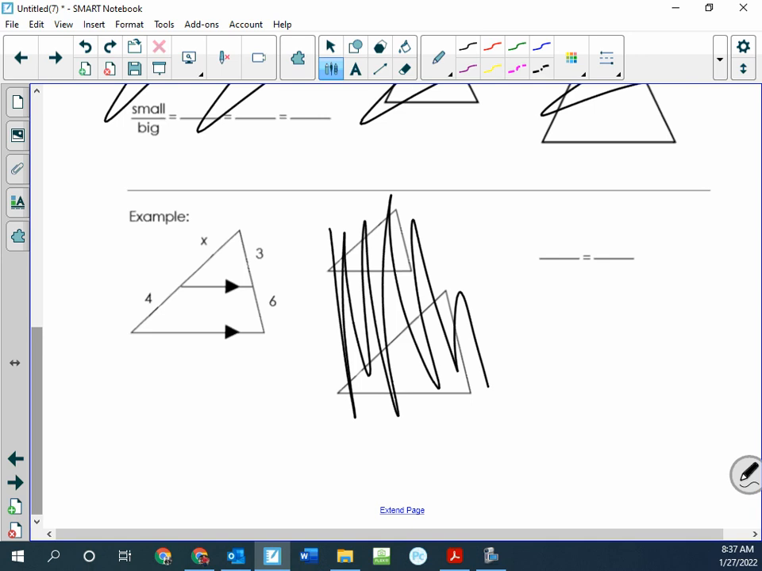So first of all, we have a triangle inside of another triangle. Are the lines parallel? Yes. Okay. When the lines are parallel, we can say that x over 4 equals 3 over 6. Very simple. We might be able to do this in our head. Or we can reduce it and cross multiply. See that x equals 2.